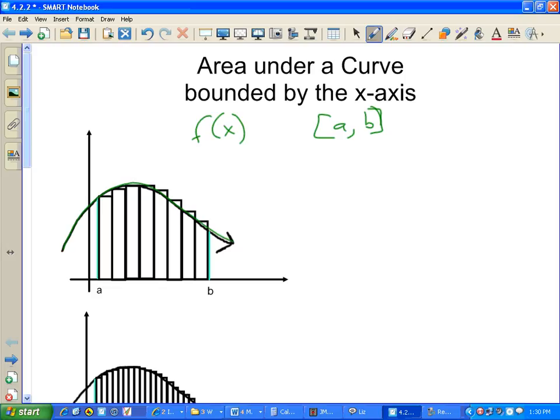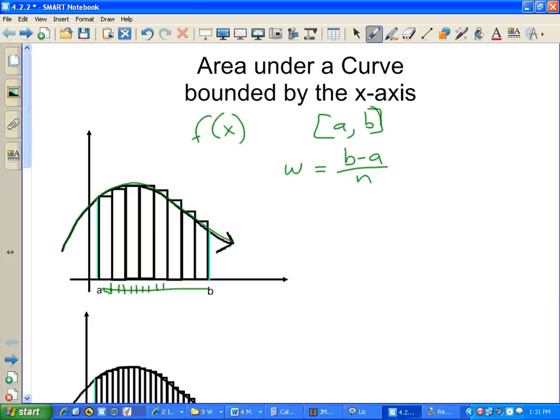Each rectangle has its own area. If I break this area A to B up into n rectangles, so I've got a total of n rectangles, that means each little rectangle is going to be b minus a, because that's the total length of this segment. I'm dividing it into n segments, so each little segment is going to be that total length divided by the number of segments that I've made. That is going to be the width.